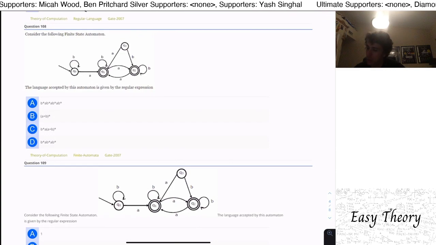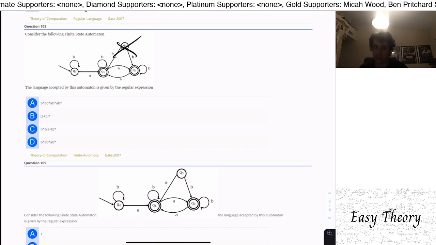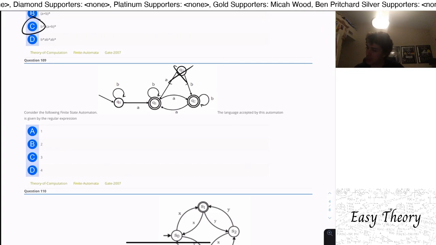Let's see for this one. The language accepted by this automaton is given by the regular expression. Oh, Jesus. So the Q3 state is useless. So is any string that contains an A, it looks like. So it looks like C is the answer for this. Let's just be sure. Yeah, so C is the answer. So it's the same thing. Q3 is useless. Wait, the language accepted is 1, 2, 3, 4?